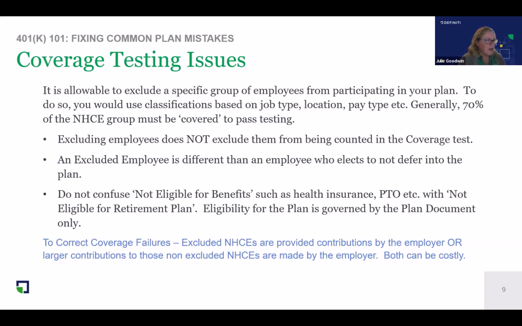In the event that your plan does fail a coverage test, there are some options to correct that. The first one would be the people that are being excluded would be provided a contribution. So for example, say you're excluding all of your salary people from the employer match. They defer, but they don't get the match. And if you fail coverage, then the corrective option would be to provide the match contribution to enough people to pass the coverage test.